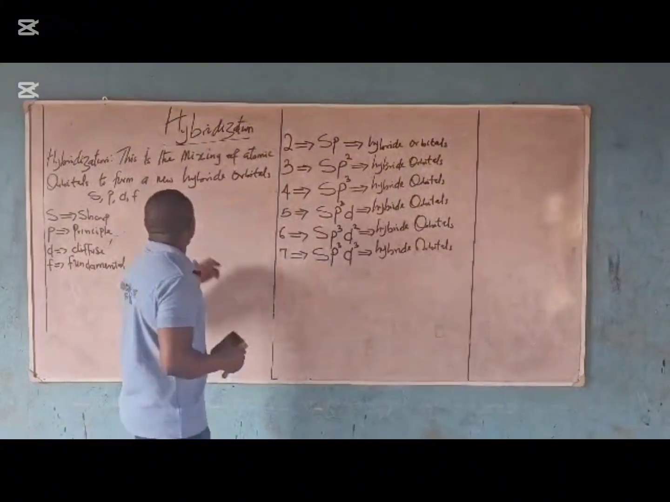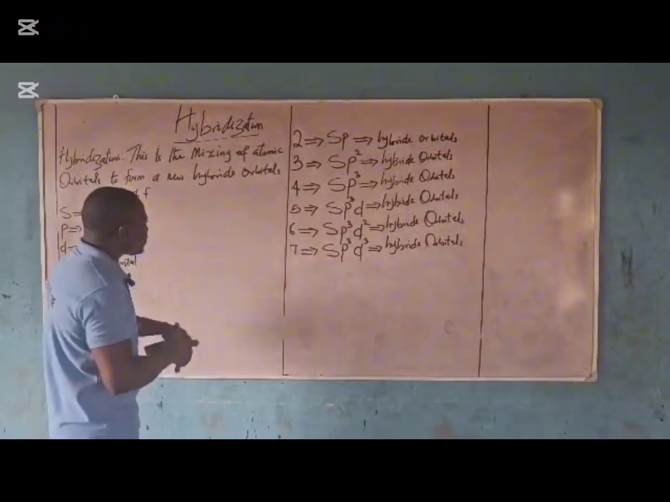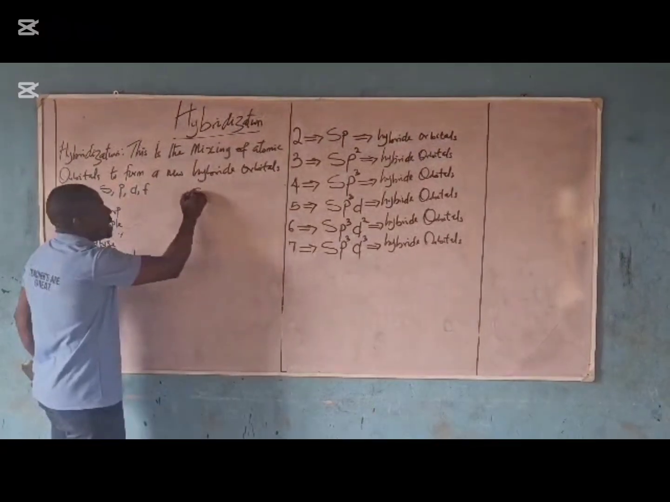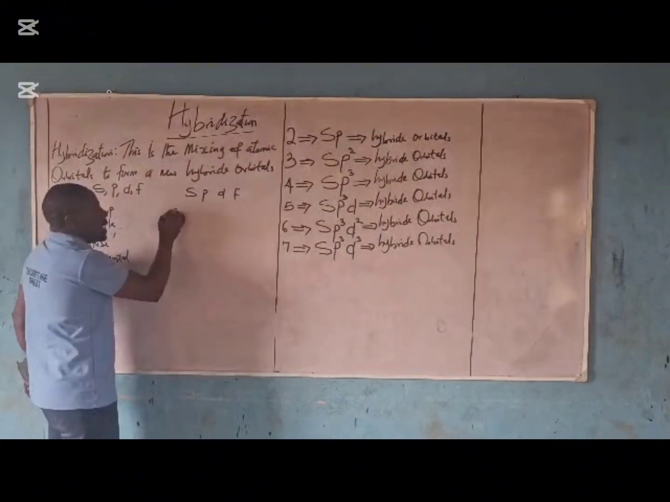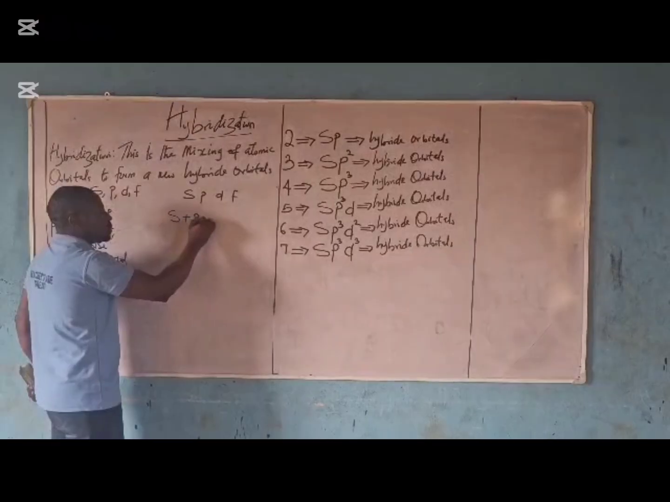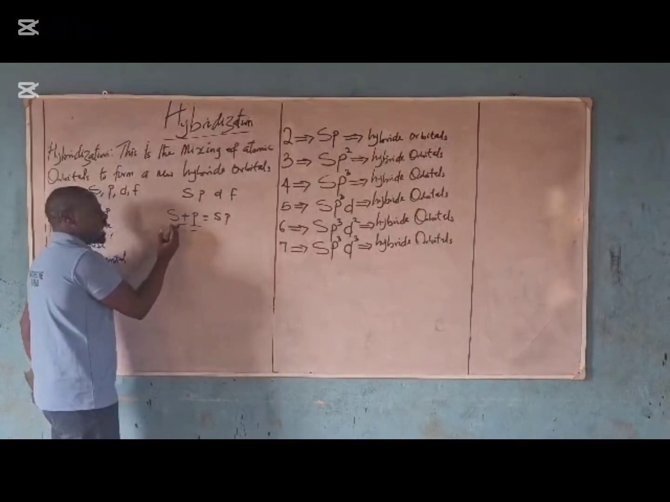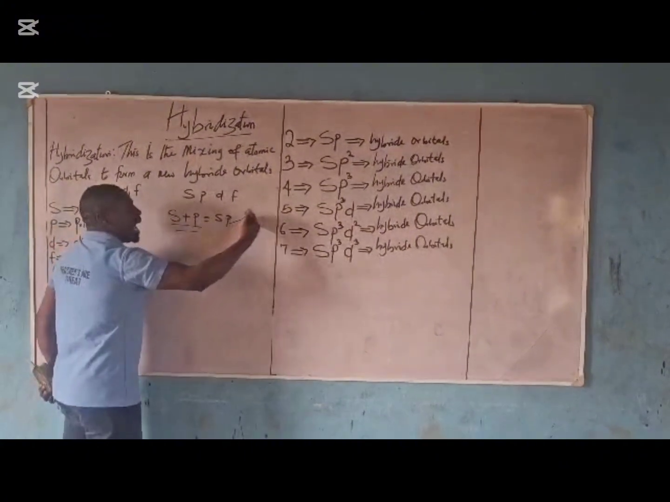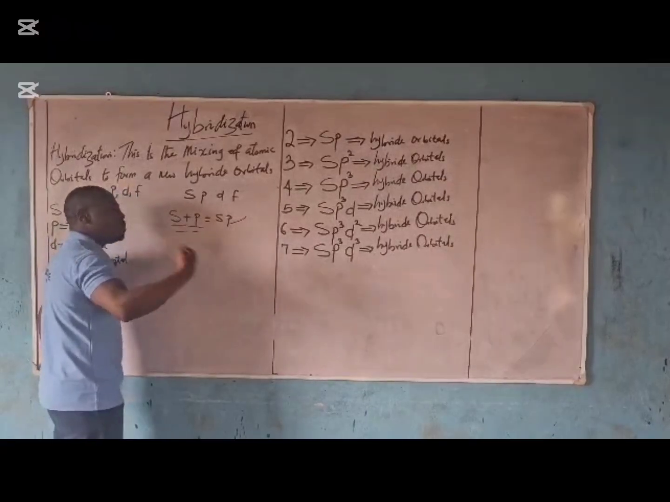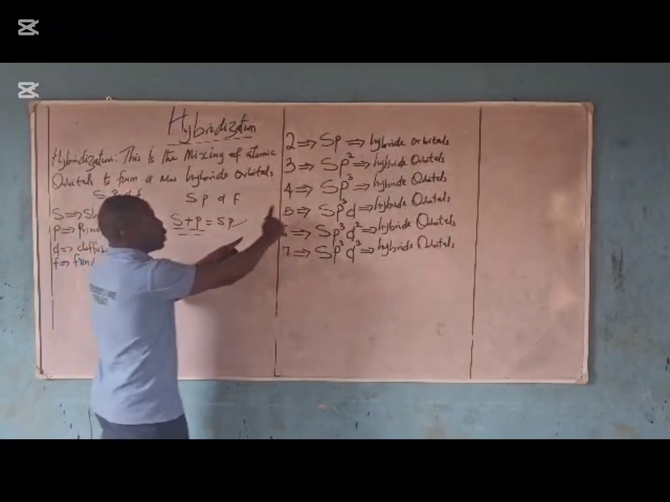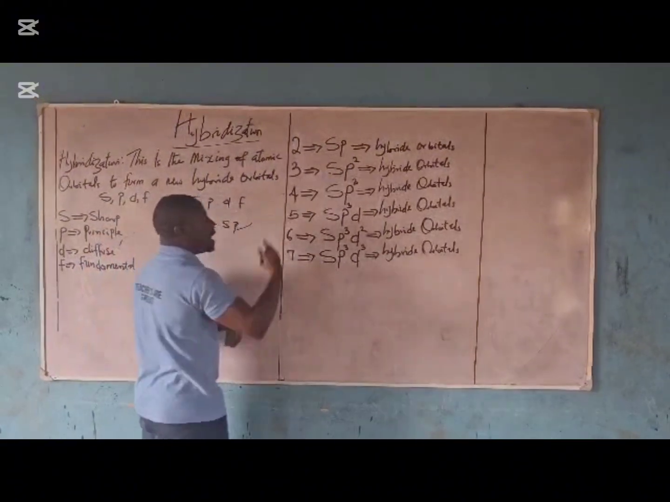Now let's go. We said this is the mixing of atomic orbitals to form a new hybrid. Like I said before, we have S, P, D, F. Now we said the mixing. When S combines with P, it forms sp. So this one is the mixing of S and P orbitals, and this is the hybrid. Like we said before, the mixing of two or more orbitals is called hybridization. So when S and P mix together, they form sp hybrid.